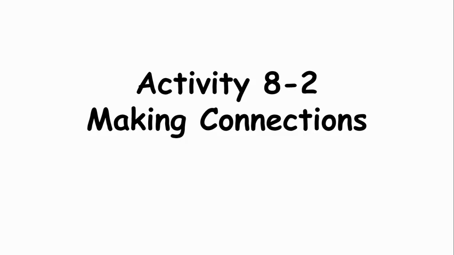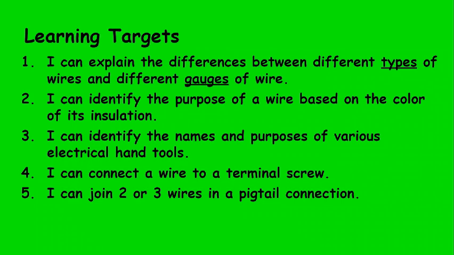Hi, in this short video, I'm going to walk through the first few slides of Activity 8-2, which is about making connections. I'm going to talk about the differences between the different types of wires and the different gauges of wires and what that means. Also, I'll teach you the purpose of the wire, how to identify the purpose based on the color of its insulation. And finally, we'll talk about the names and purposes of different tools.